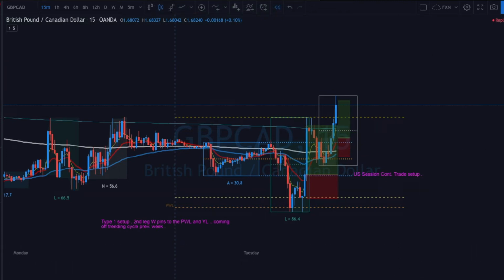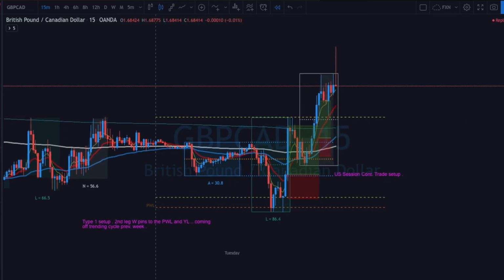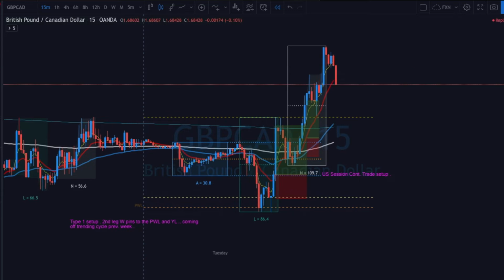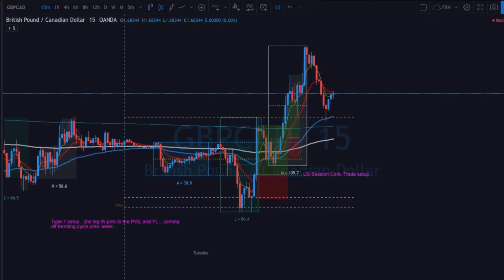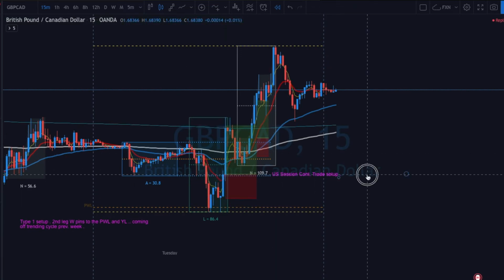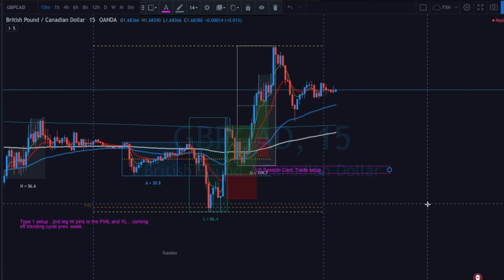Okay, so those were 2 trades right there. London, look, and it's still going. Jeez. Okay, so the whole day it went up, London and also New York.